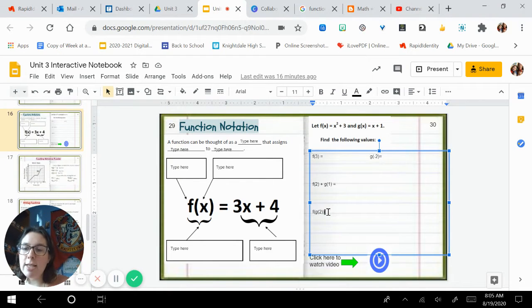It is a function within a function. So they want you to find the inside function first and take that answer and then plug it into the outside function. So I'm going to show you what I mean. I'm going to do this one with you.